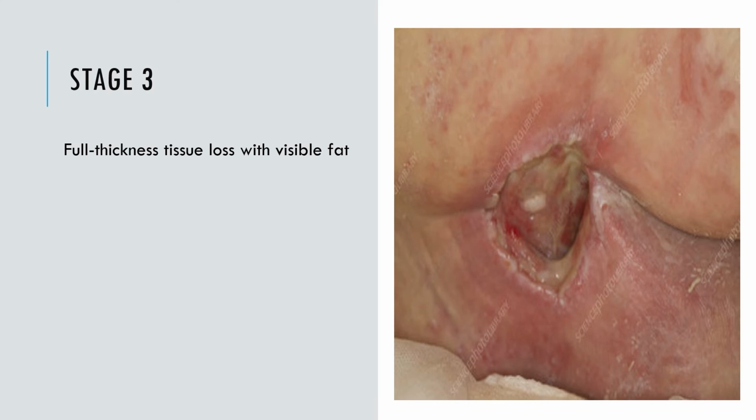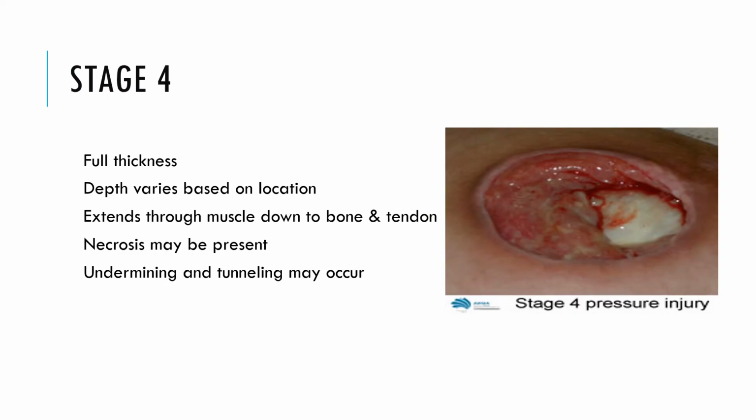So next is stage 3. In stage 3, the sore gets worse and extends into the tissue beneath the skin, forming a small crater, and fat may show in the sore, but not muscle, tendon, or bone at this stage. Next is stage 4. The pressure injury is very deep, reaching into the muscle and bone and causing extensive damage. Damage to the deeper tissues, tendons, and joints may occur.